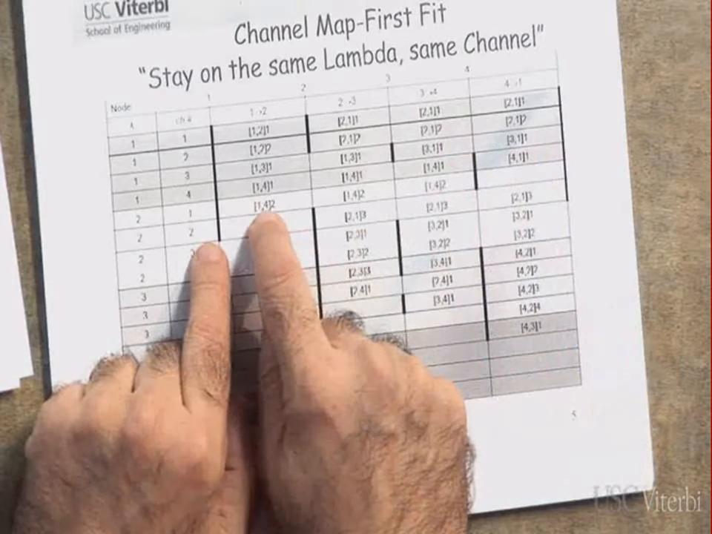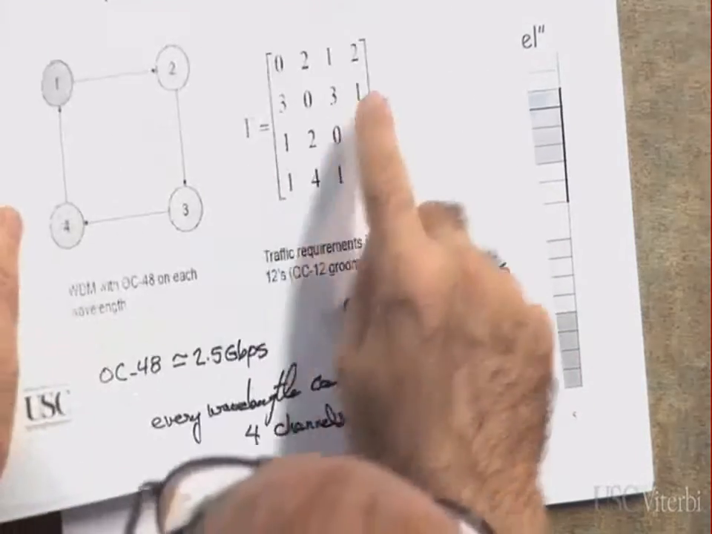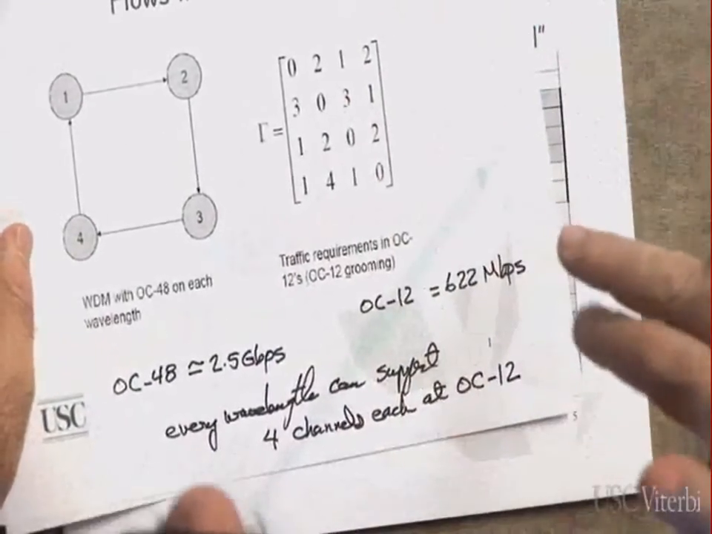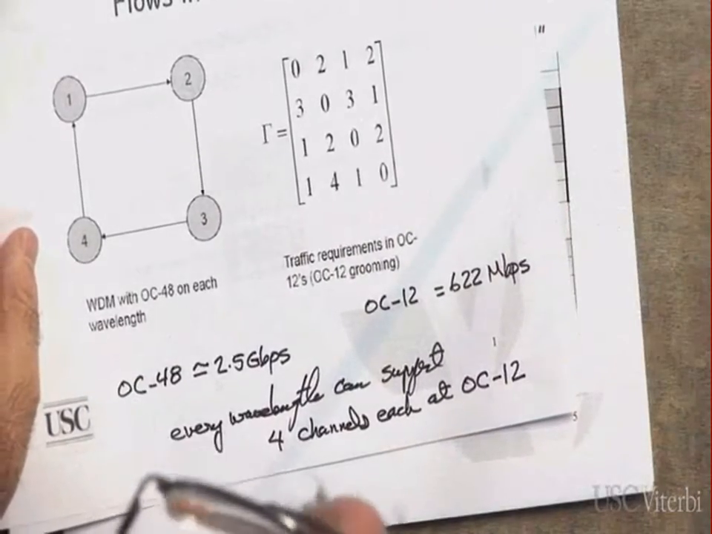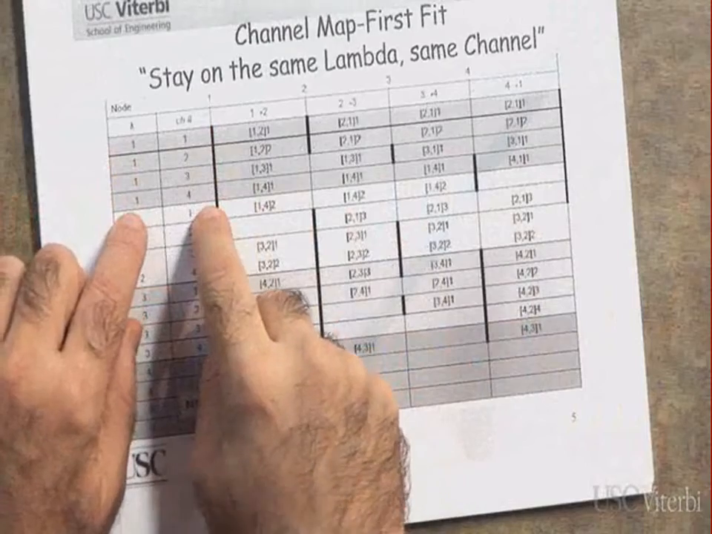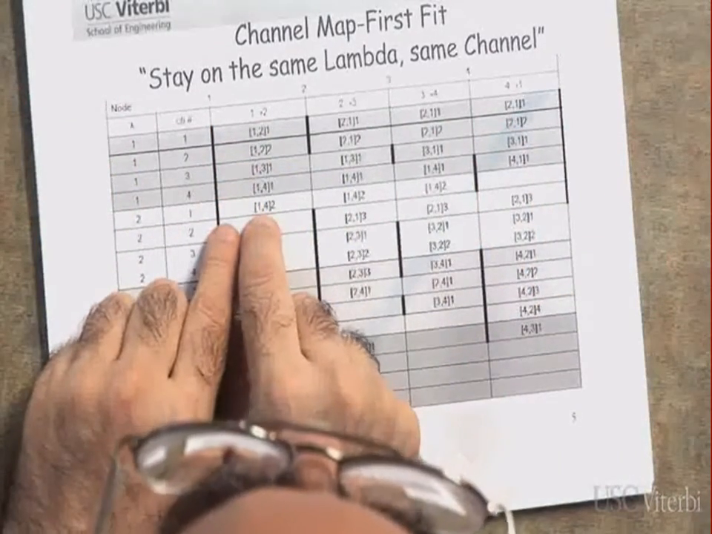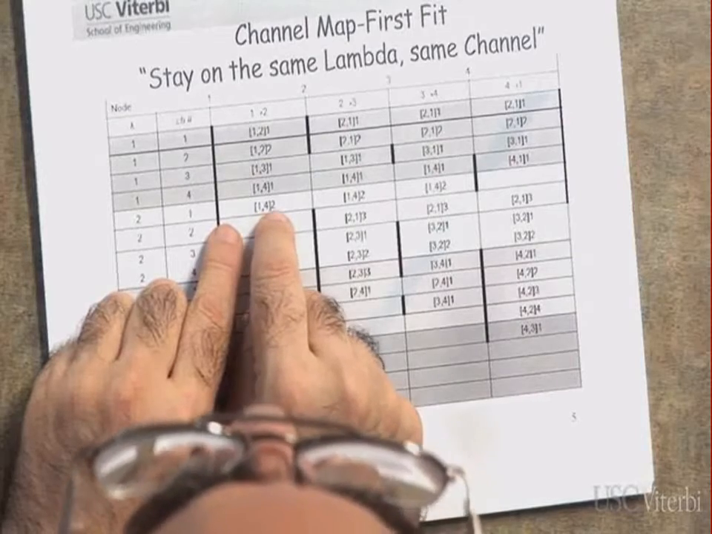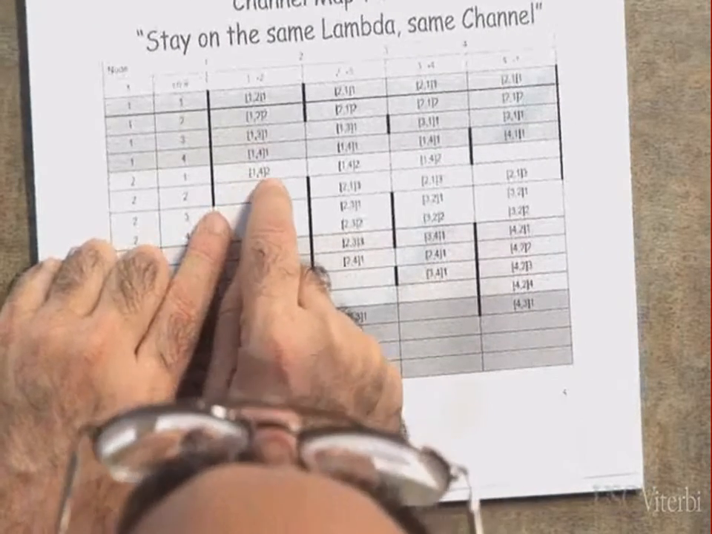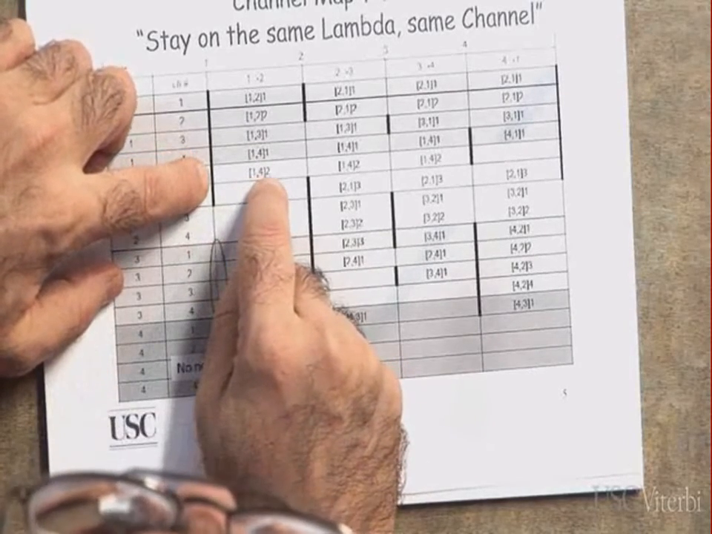What is this 1, 4, 2? Can you tell me what is this 1, 4, 2? From 1 to 4, how many channels do we need? 2 channels. But the second channel cannot fit in with lambda 1. Why? Because lambda 1 is already exhausted. Exhausted means it's all used. So what do you say? 1, 4, comma 2. Which means this is the traffic that originates at 1 and terminates at 4.